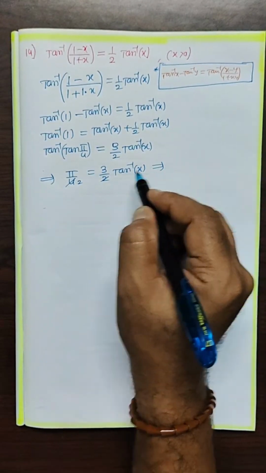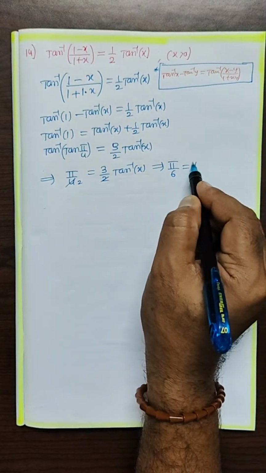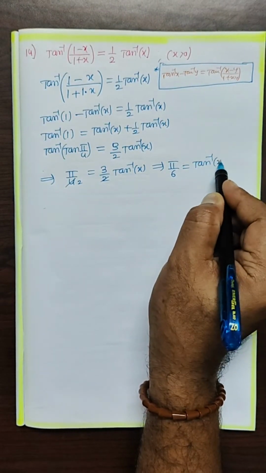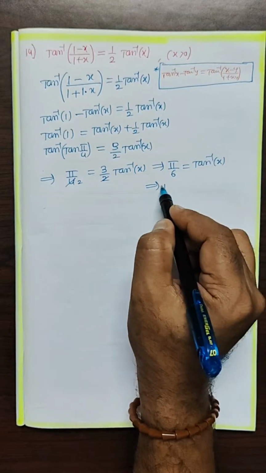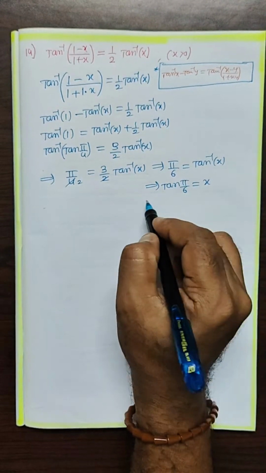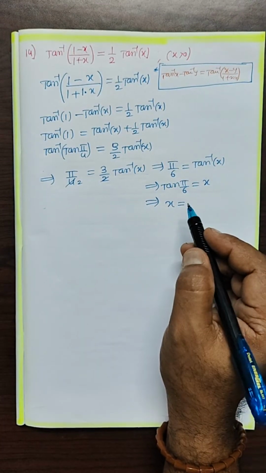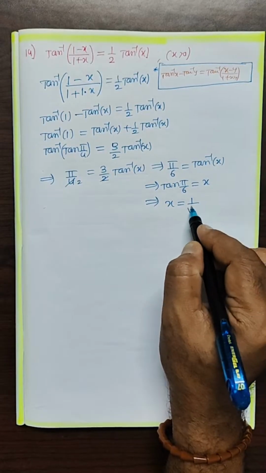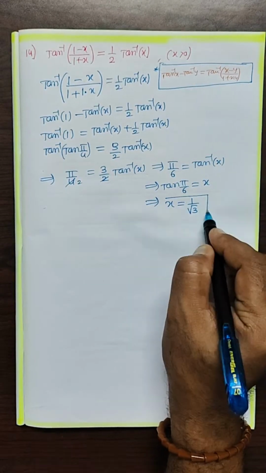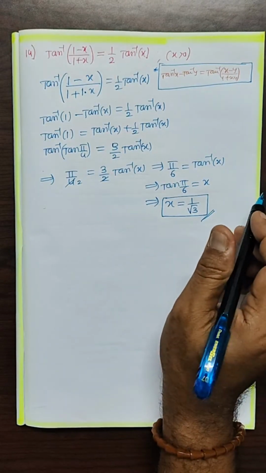So that implies we bring the 3 to this side: pi by 6 is equal to tan inverse of x. That implies tan pi by 6 is equal to x. That implies x is equal to tan pi by 6, which means tan 30. Tan 30 means 1 by root 3. I hope you understand it, students.